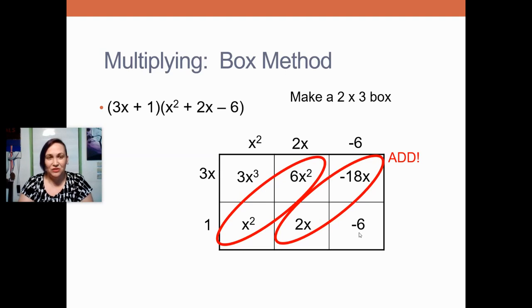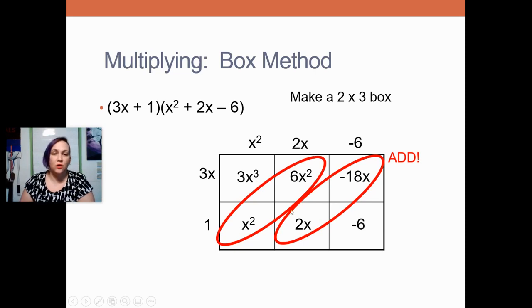For our final answer, we do want to write this in standard form. So we'll be starting with the largest exponent, which will always be in the top left-hand corner, 3x to the third. When we're pulling things out of the box, we are adding. Now, adding has different rules than multiplying. When we are adding, we do not touch the exponents. We only add the coefficients.